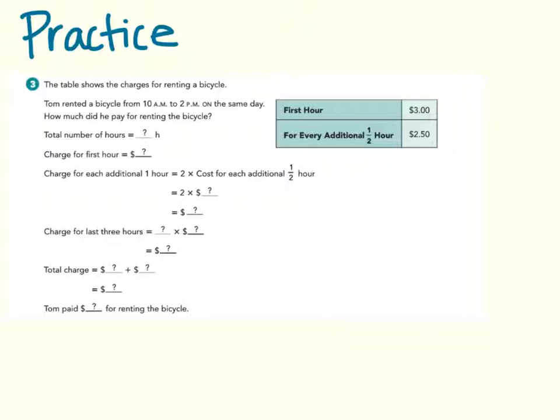Now try a practice problem on your own. This table shows the charges for renting a bicycle. If Tom rented a bicycle from 10 a.m. to 2 p.m. on the same day, how much did he pay for renting the bicycle?